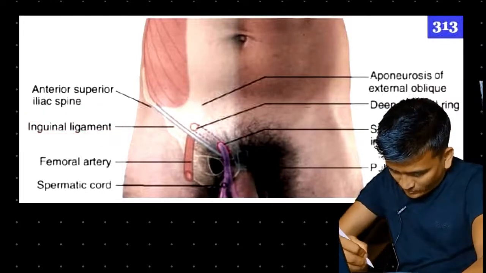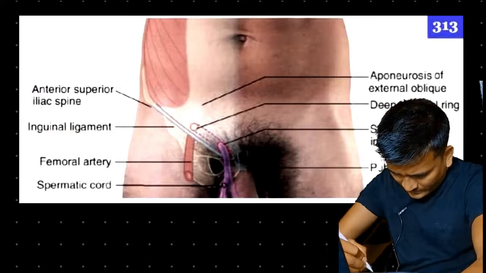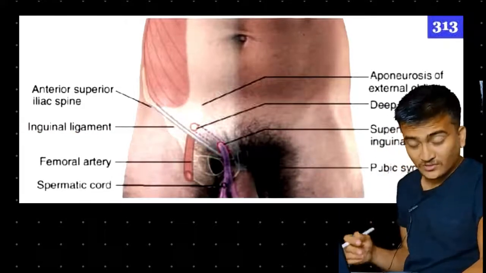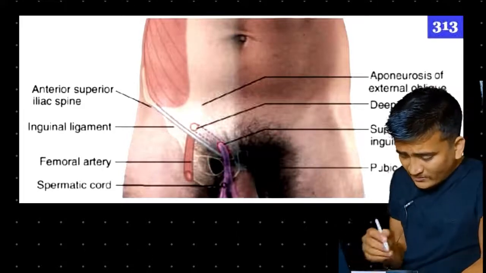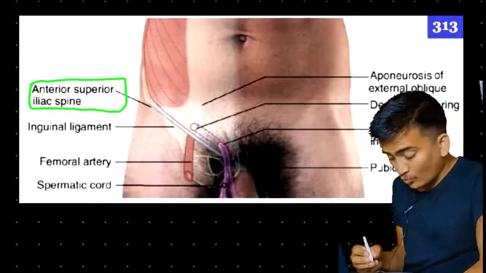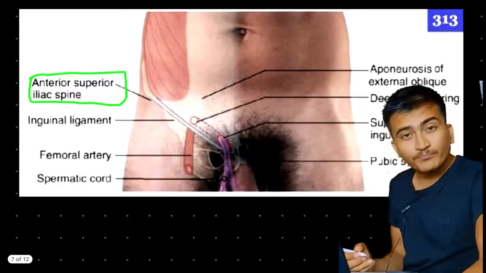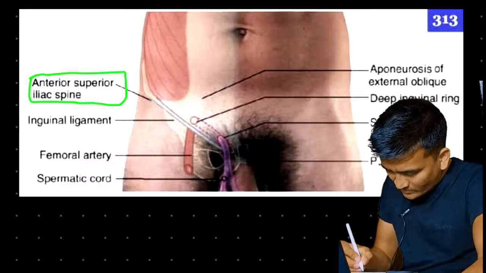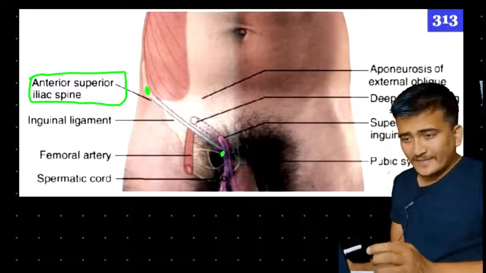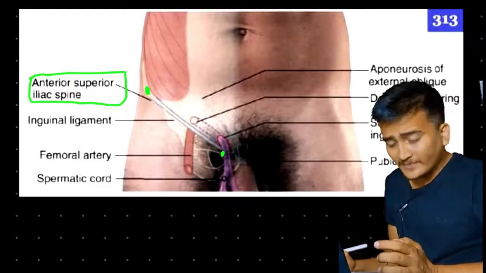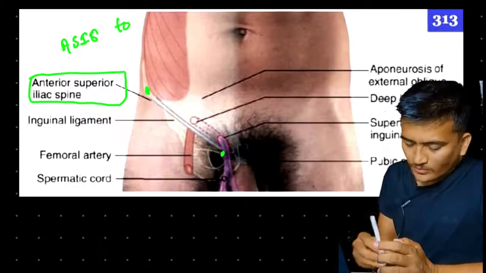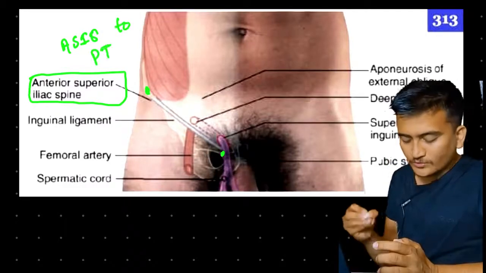This one right here is the inguinal ligament. As you can see here, it is the inguinal ligament. Talking about its extent, where does it arise from? It arises from the anterior superior iliac spine, and it goes to what? It goes to the pubic tubercle. The pubic tubercle is somewhere right here. That is its extent, from the anterior superior iliac spine to the pubic tubercle.